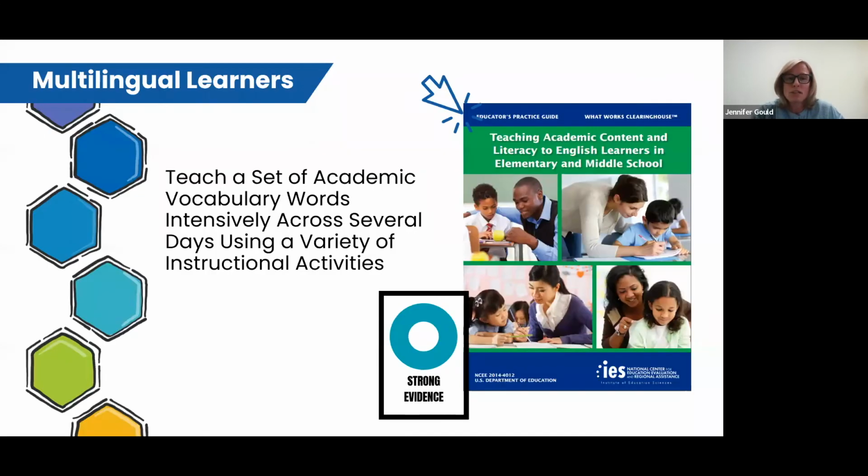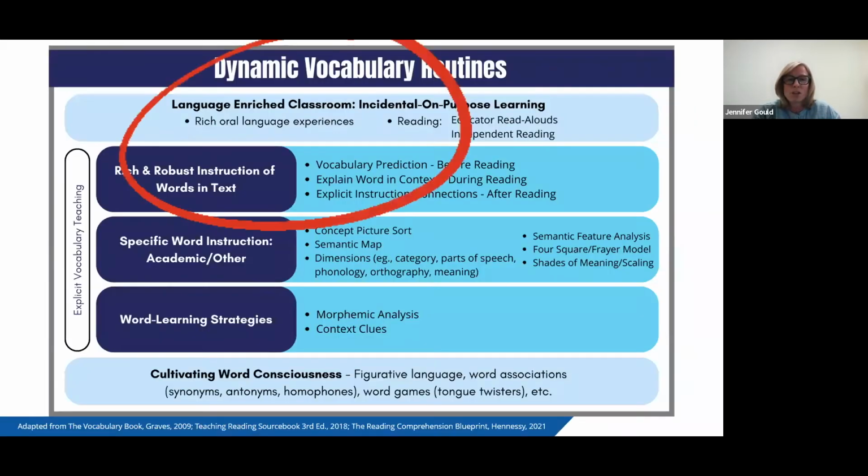And we wanted to take a moment here to elevate the fact that these dynamic routines also apply to multilingual learners. In fact, the practice guide from the Institute of Education Sciences showed strong and consistent evidence that for multilingual learners, we should teach a set of academic words intensively across several days using a variety of instructional activities, including using multiple modalities and teaching word learning strategies. So let's take a quick look at how words can be caught in a language-enriched classroom.